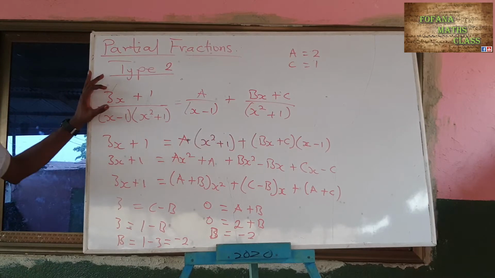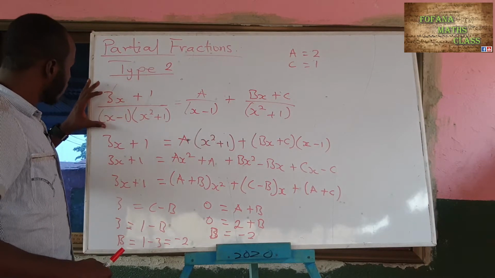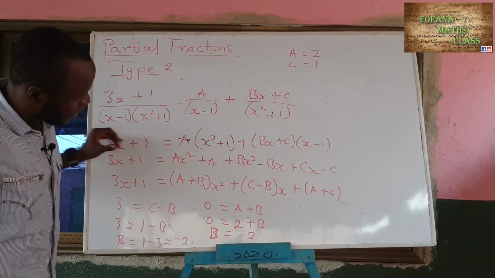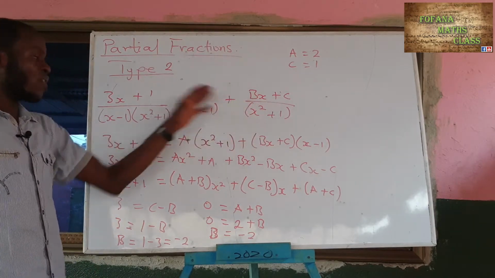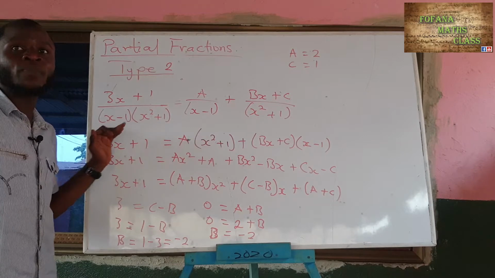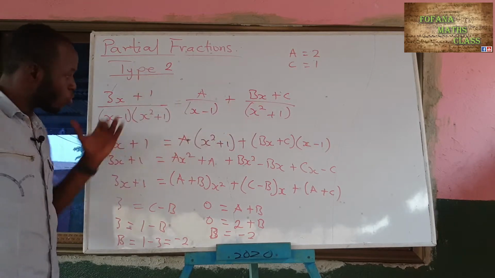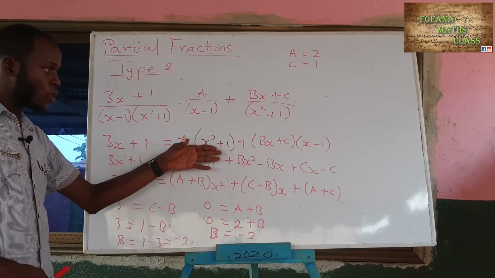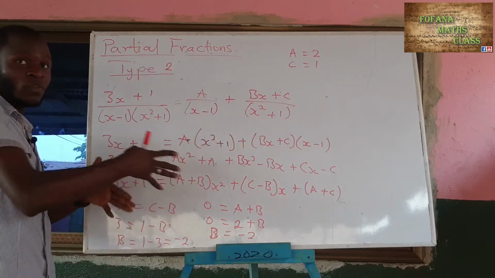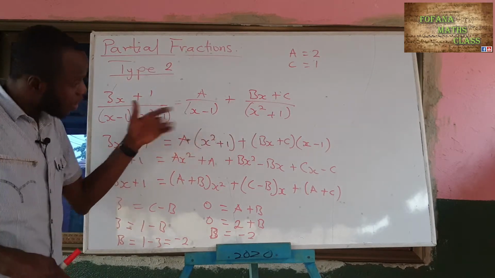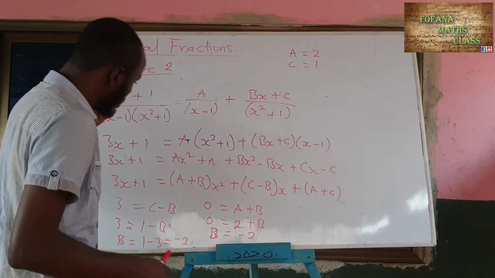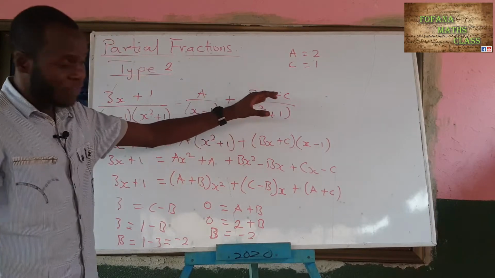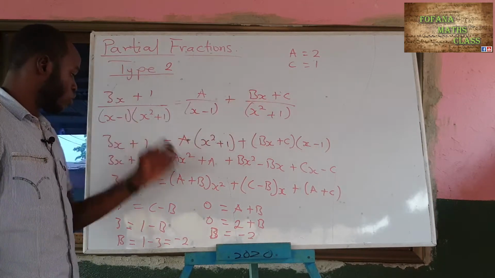So what did we do? We just, first of all, express this in a linear form. Because it is in a fractional form, we find the LCM and express it in the linear form. So after expressing in the linear form, then we set the variable, which is the x, to a certain value, which will cause some of the constants to tend to 0, so that we can solve for the other constants. Because we have 3 constants here that we need to solve for.